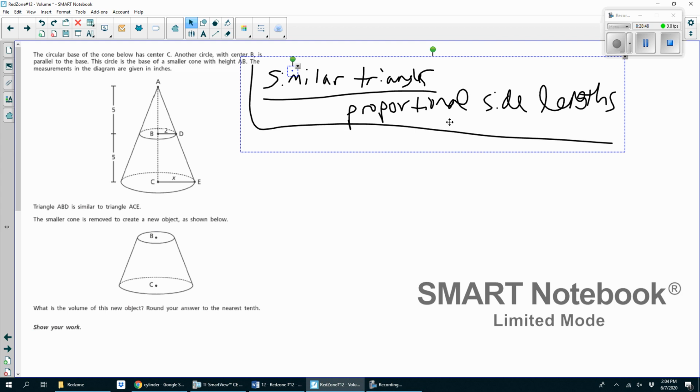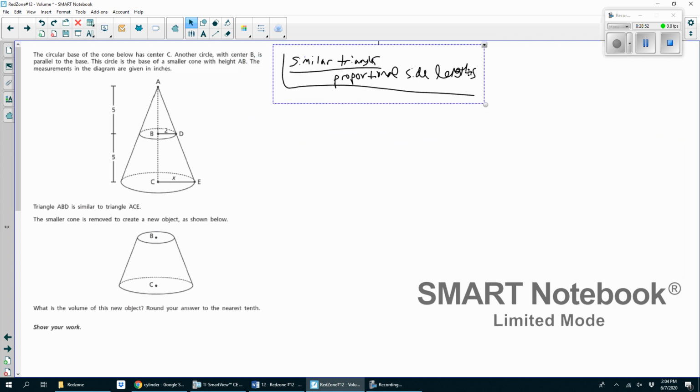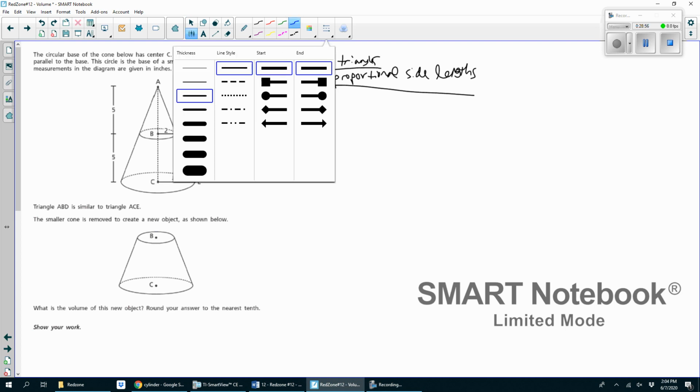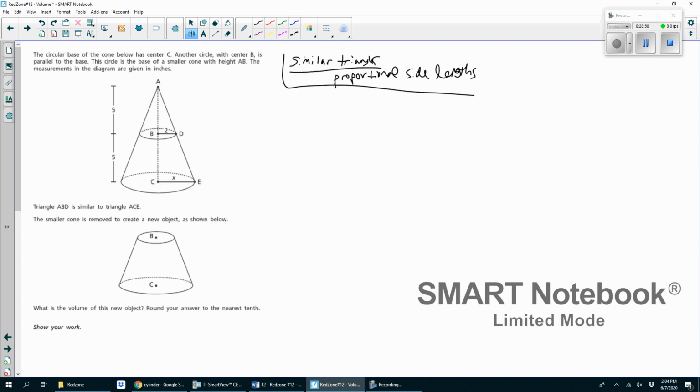And honestly, if you didn't even remember similar figures too much, you can probably work your way through this problem anyway. So back to the question. The smaller cone is removed to create the new object. What is the volume of the new object? So we need to find the volume of the entire thing. Then we need to find the volume of the cone, and then we need to remove it by doing subtraction. The problem is we're going to have to do another step in there.